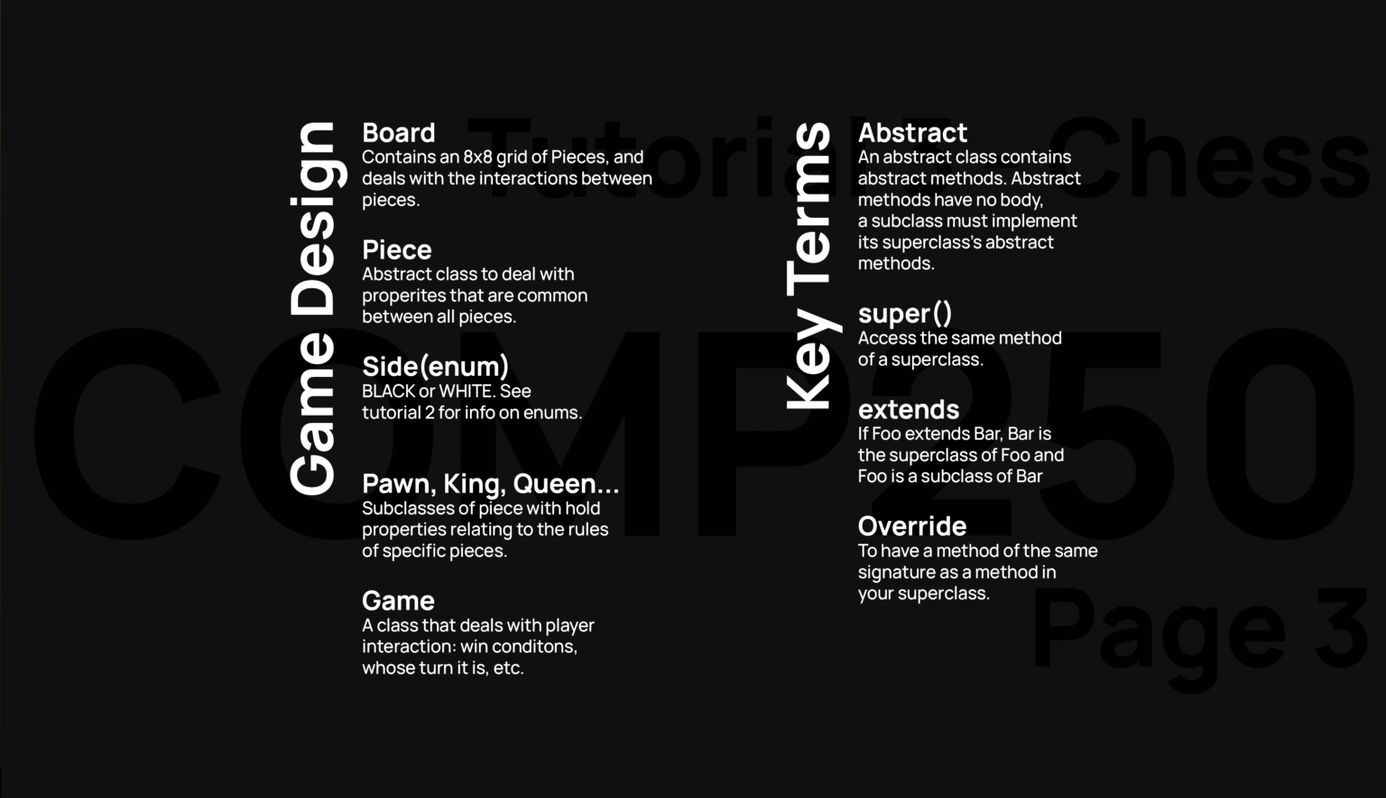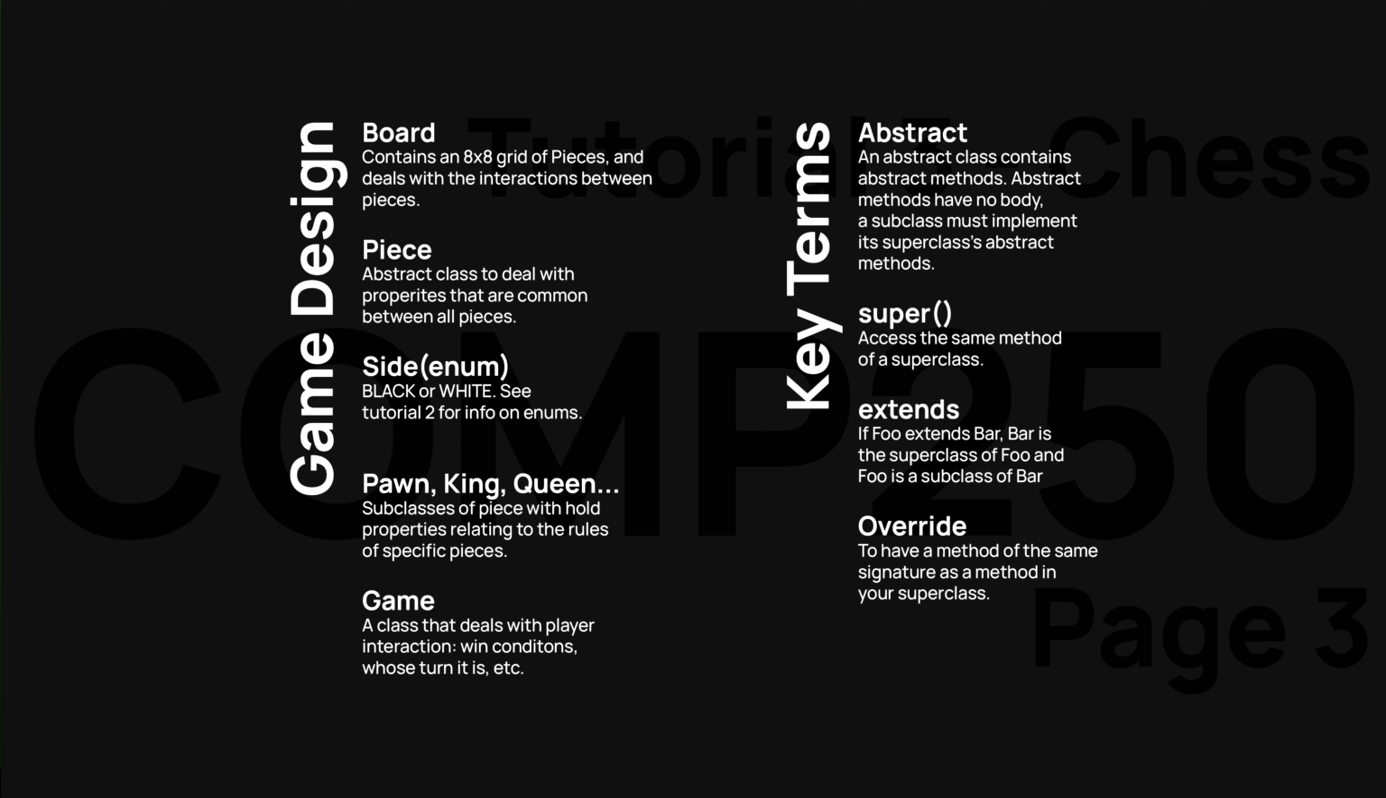We know that if we have that, then the pawn will have its properties that are not common to piece, so they are not overridden. That's what override means. And those are some of the key terminologies that we're going to be seeing today. Those are abstract. Then there's super. The use of super is that if we're in this subclass like pawn and we need to access a method of the superclass, which is piece, we can use the super call.